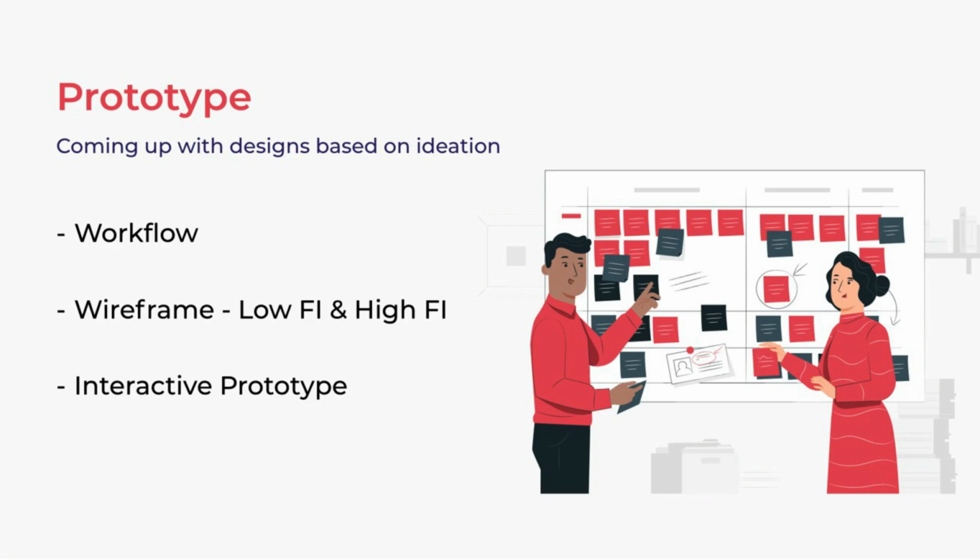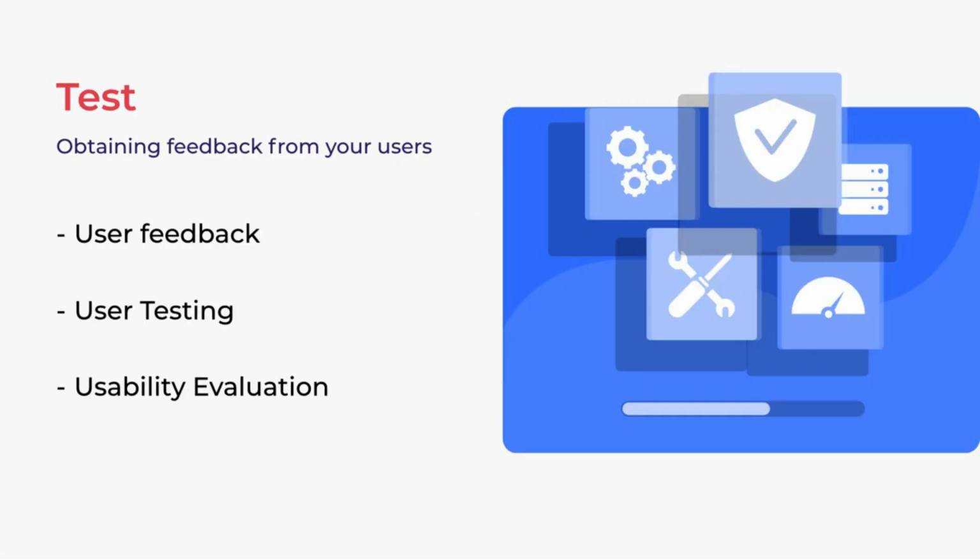That is the prototyping stage. Sometimes we come up with some refined designs based on our ideation, which we brainstormed, and information architecture and initial sketches. Then in the prototype stage, we come up with the workflows of the product. We come up with some wireframes which consist of low fidelity and high fidelity wireframes, and some interactive prototypes.